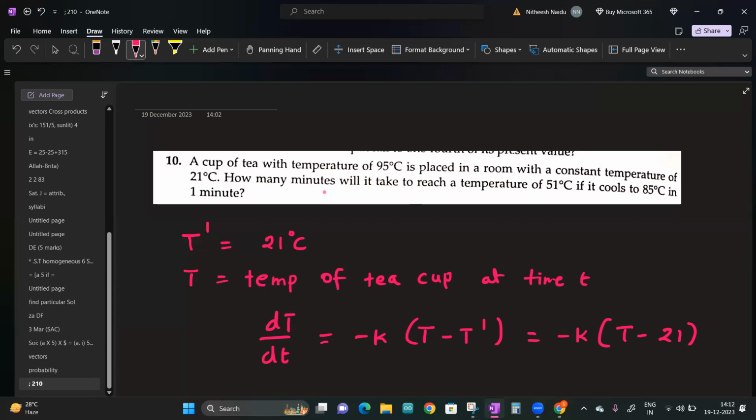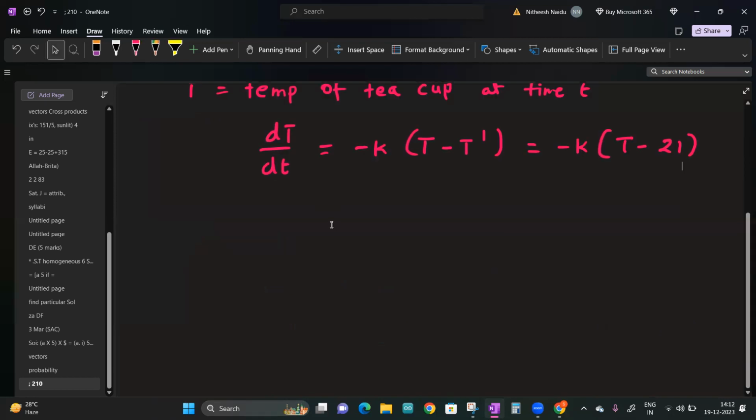Okay, k is greater than zero, write that down. So we have to solve this equation. Here the unknown things are copied, this one. So dT by (T minus 21) is equal to minus k into dt. I just moved the dt part to the right side.